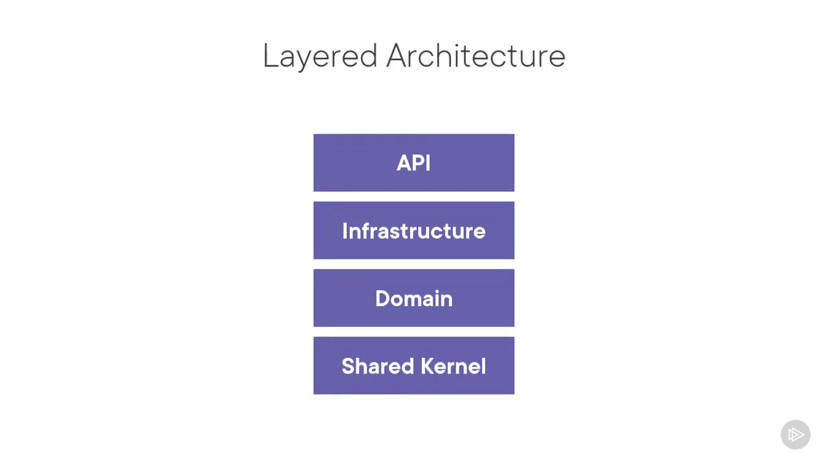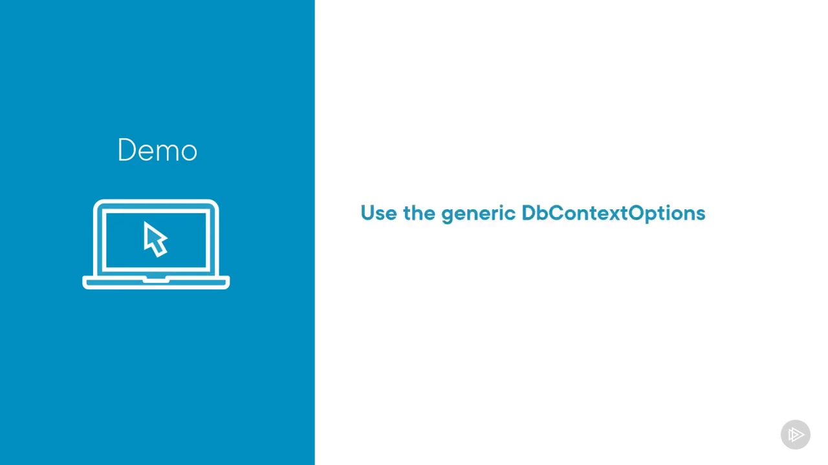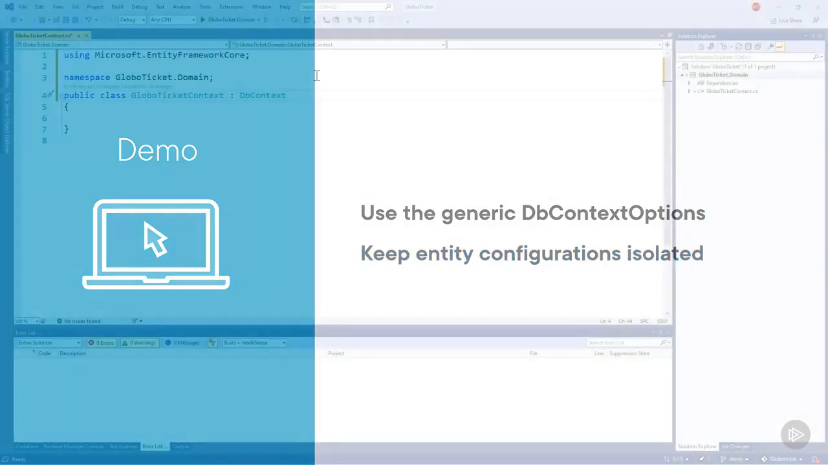As Carlos and his team build the solution, they start with the domain project. This lets them focus their efforts on the problem domain and keep it separate from infrastructure concerns. Carlos has added globoticket.domain to the solution. As he fleshes it out, he's going to apply these best practices to the DB context. Use the generic DB context options, and finally, keep entity configurations isolated.